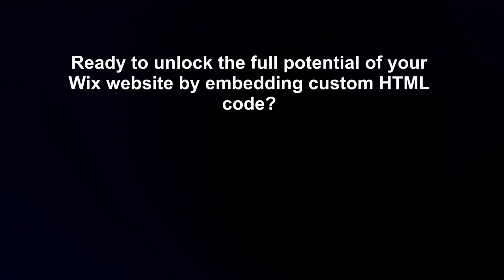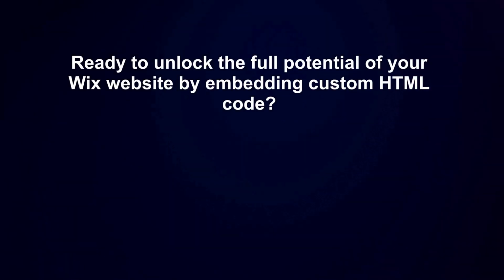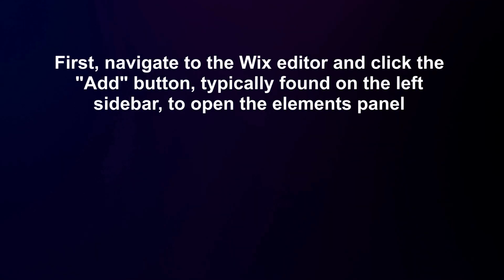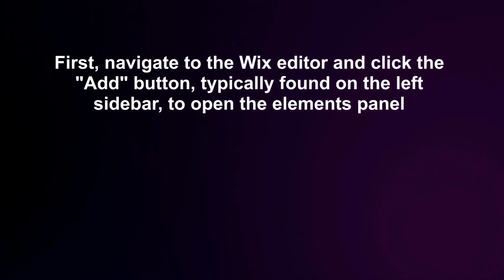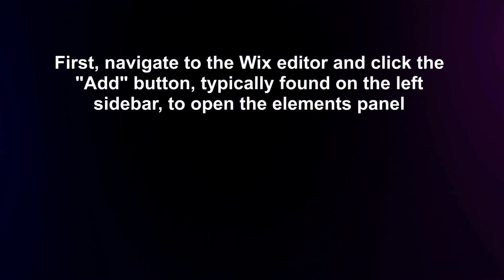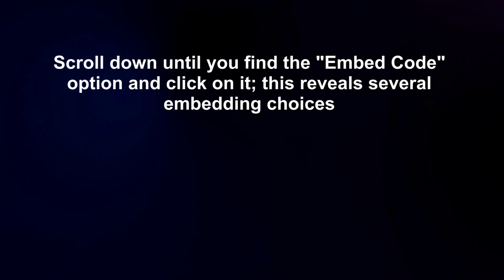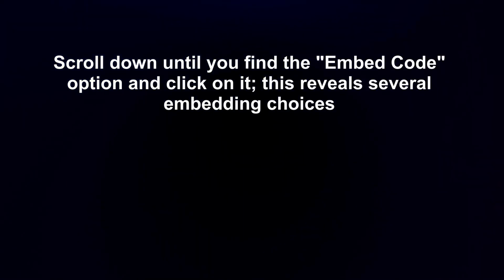Ready to unlock the full potential of your Wix website by embedding custom HTML code? First, navigate to the Wix editor and click the Add button, typically found on the left sidebar, to open the Elements panel. Scroll down until you find the Embed Code option and click on it.